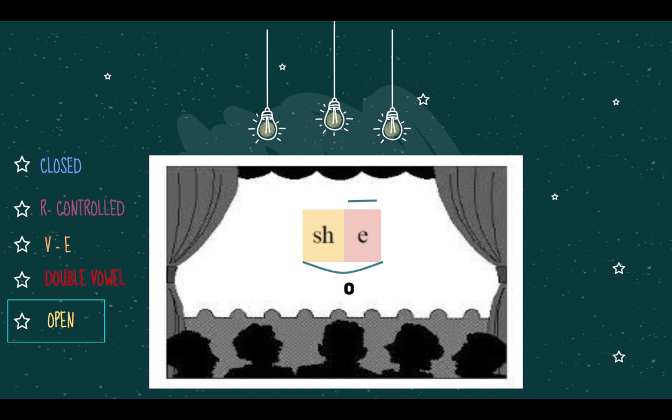You are right. It's an open syllable. It ends with a vowel. We put a macron above it because the vowel says its name. It's a long vowel sound. And we mark it with an O for open. Only two more spectacular syllables to go in our syllable showcase.